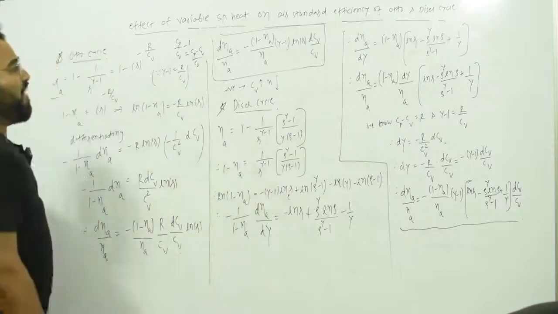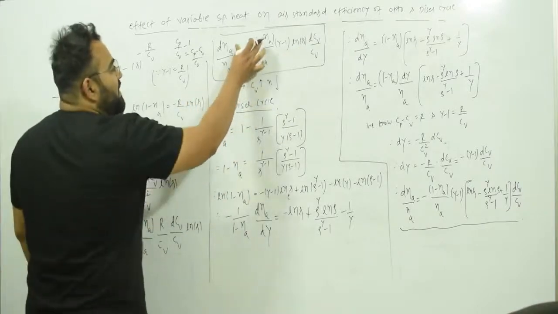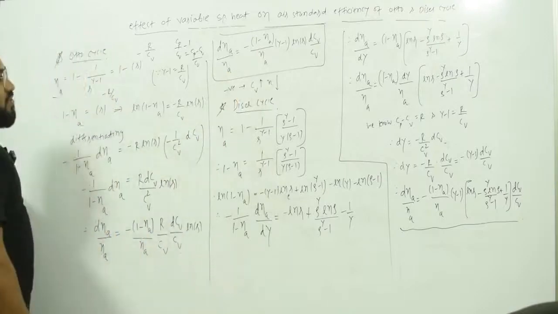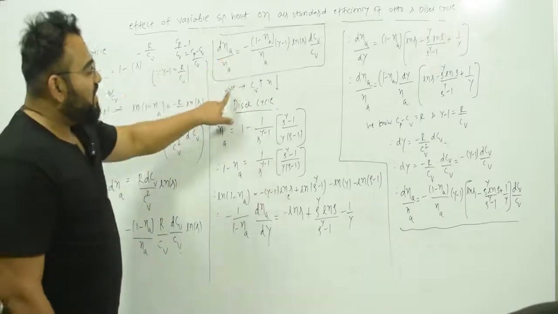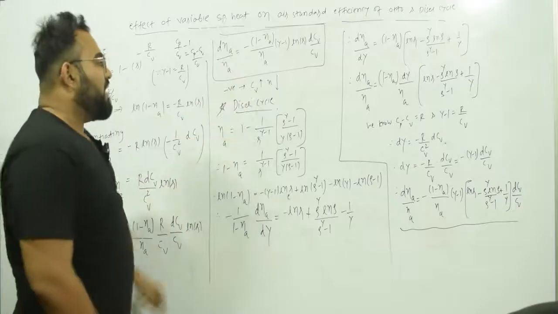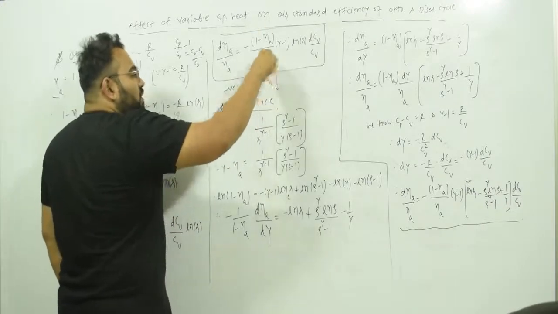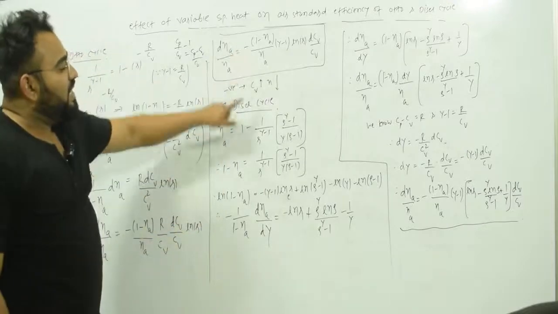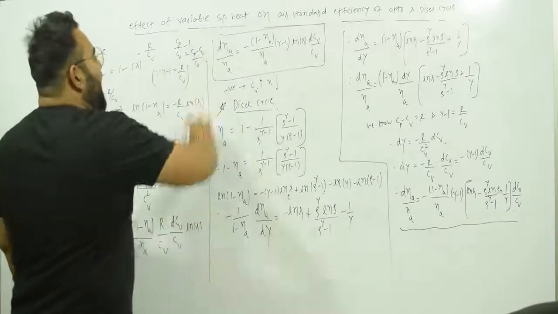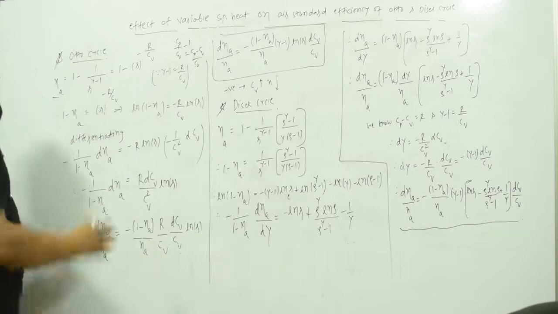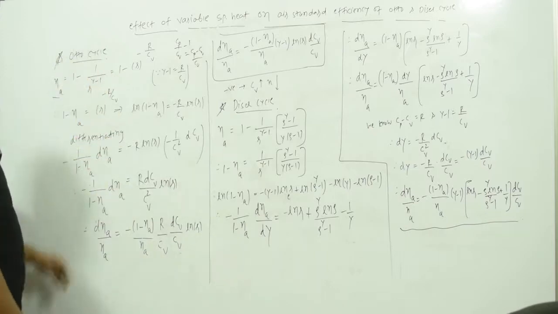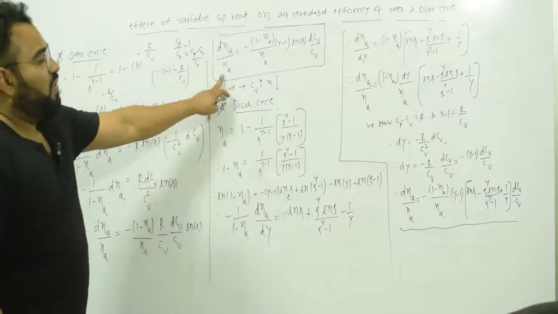So this is the effect of variable specific heat on the air standard efficiency of the Otto cycle. So here, what does the negative sign indicate? The negative sign indicates that if you increase the value of Cv, meaning the specific heat increases, your efficiency is going to decrease. That is what the negative sign is indicating over here. So if they ask you the effect of variable specific heat on the air standard efficiency of the Otto cycle, then you have to derive this equation up to here.